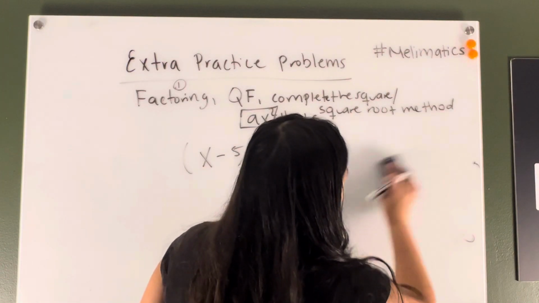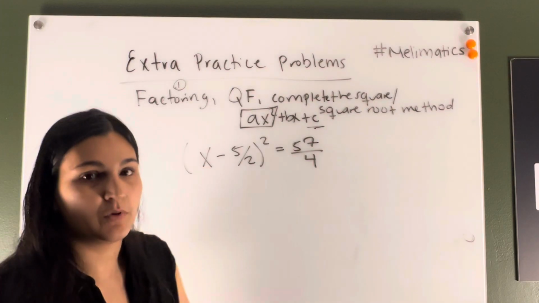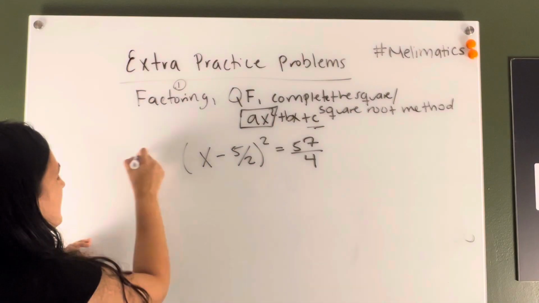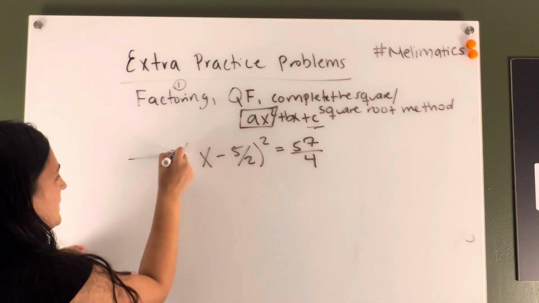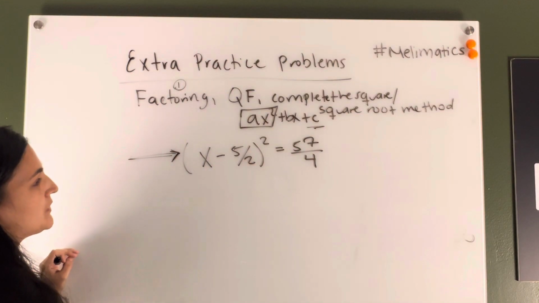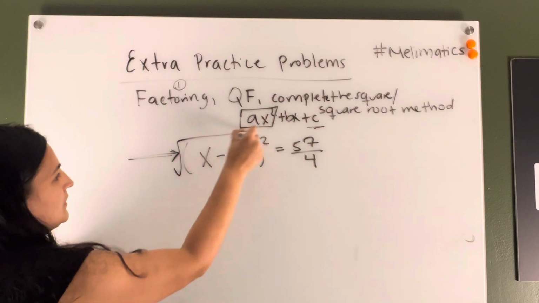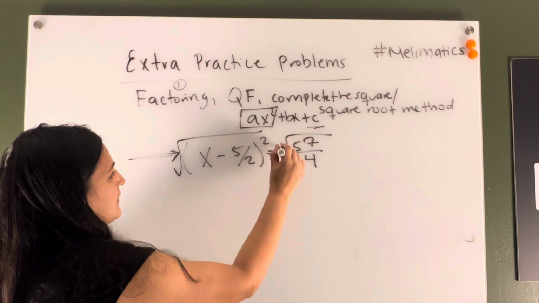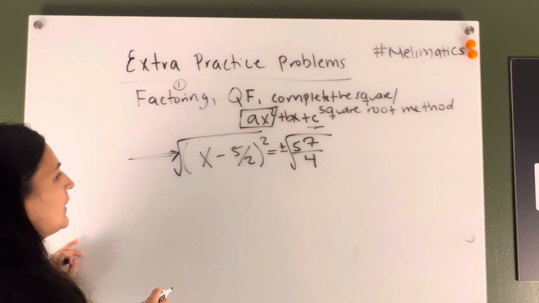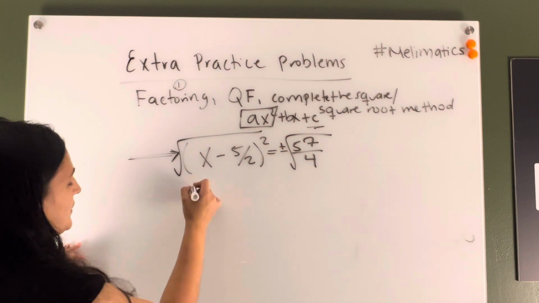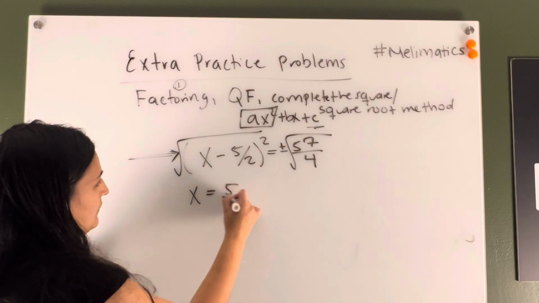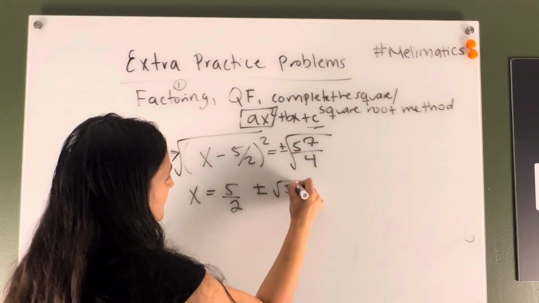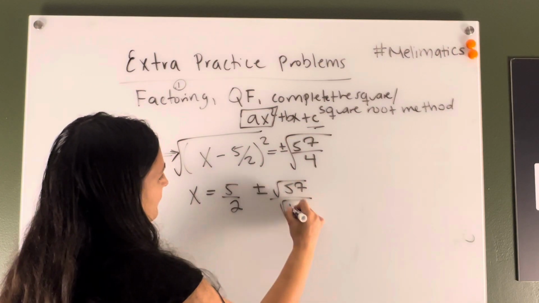Going back to this one, which is our last problem before I prove how complete the square is quadratic, which is very mind-blowing. So here, this is the square root method, all right? So what's the opposite of squaring? Square rooting. Whatever you do to one side, do to the other. It's plus or minus answers. So this is going to be x equals 5 over 2 plus or minus the square root of 57 over the square root of 4.